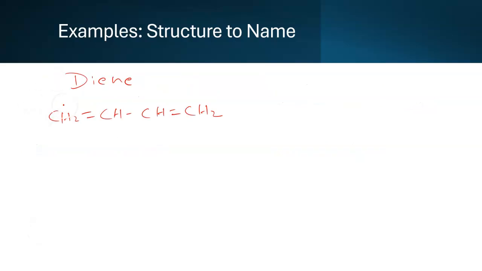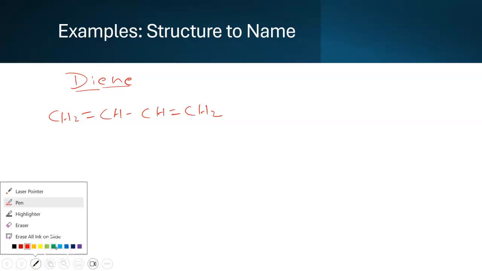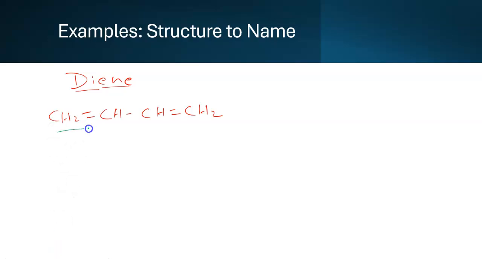Next example is of a diene. Diene means there are 2 double bonds, and ENE is alkene. That is why it is called diene. Here we are having an example. So the first task is to select the longest chain. The longest chain will be this because there is no branch.